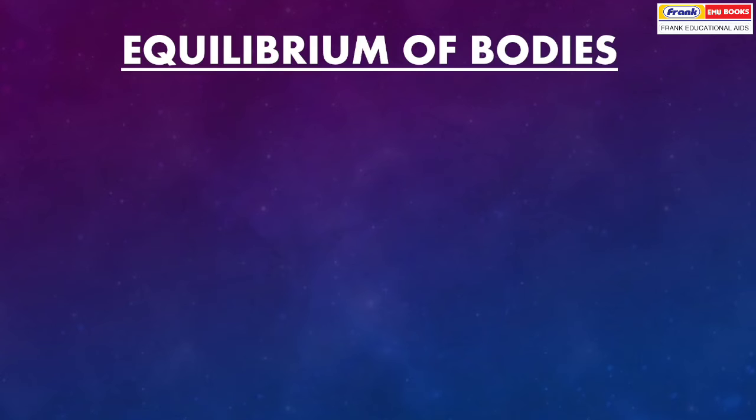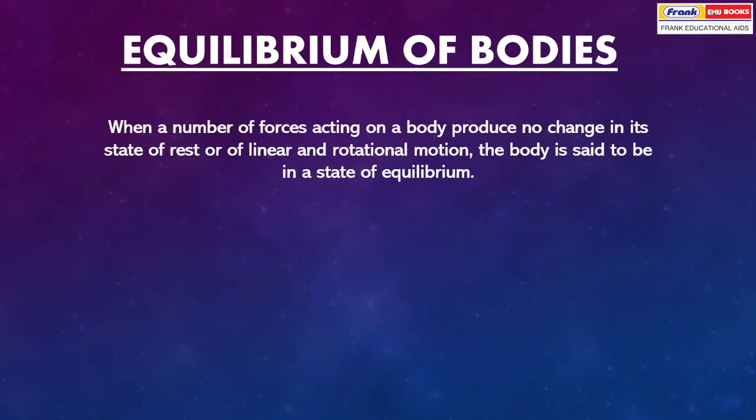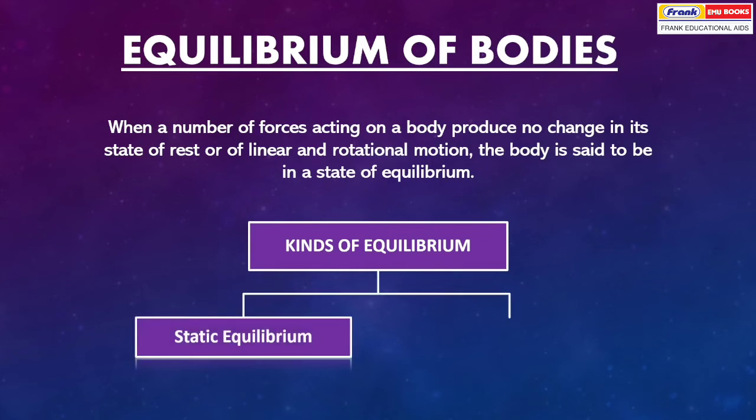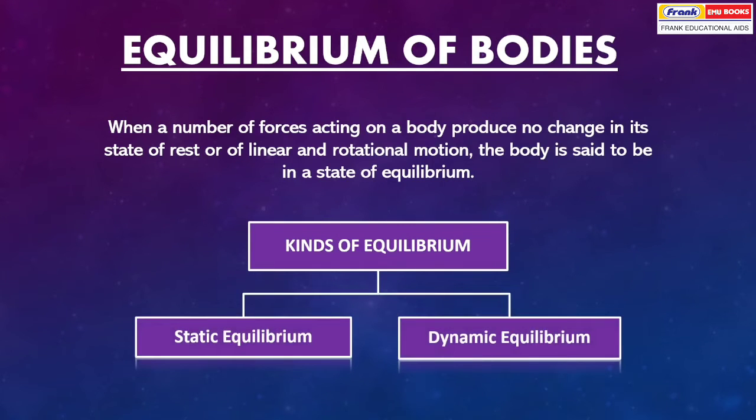Equilibrium of bodies. When a number of forces acting on a body produce no change in its state of rest or of linear and rotational motion, the body is said to be in a state of equilibrium. Kinds of equilibrium: static equilibrium, dynamic equilibrium.